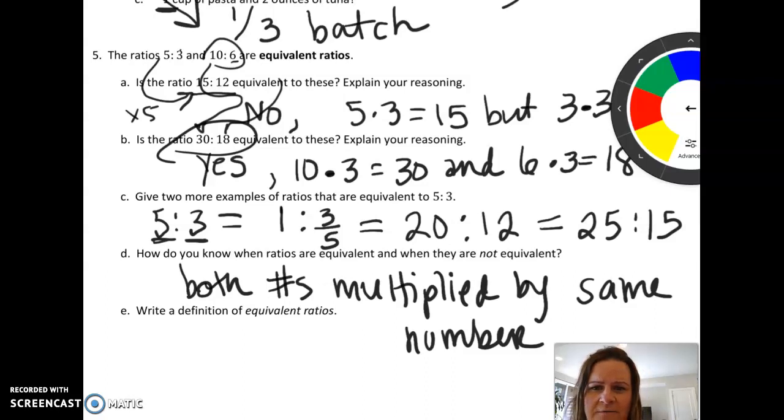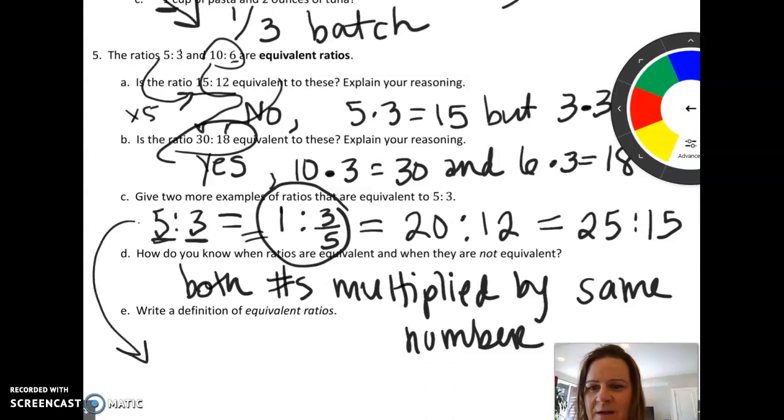I want to show you that in this first one, I multiplied by a fifth. So don't forget that you can multiply by numbers that are smaller than 1, greater than 0, and still get an equivalent ratio. So if I multiply both of these numbers by a fifth, I get 1 to 3/5, and that is an equivalent ratio to 5 to 3. If I multiply both those values by 4, I get 20 to 12. If I multiply them both by 5, I get 25 to 15. Let's get crazy and multiply them both by 1,000, and I get 5,000 to 3,000, and I think you get the idea.